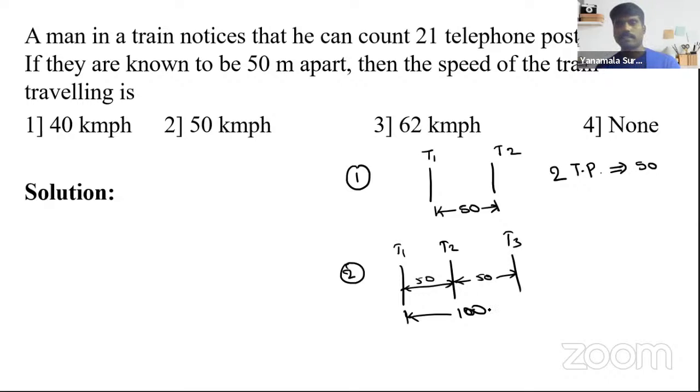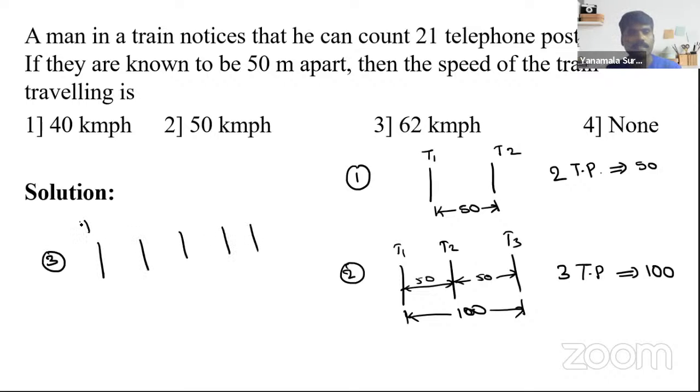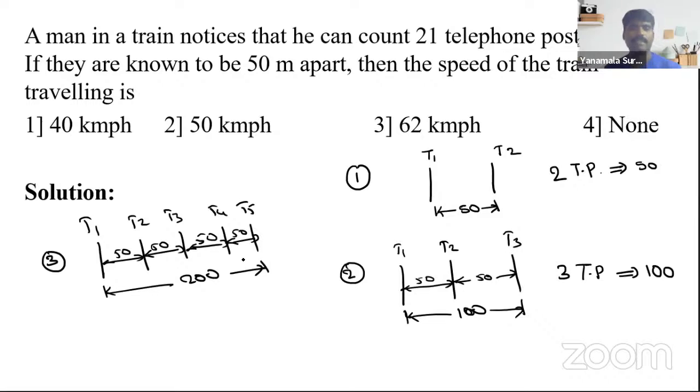Yes, 100 meters. If I had taken three telephone posts, the distance is 100 meters. Let me take another scenario. In the third scenario, if I had taken five telephone posts, one, two, three, four, five, then 50, 50, 50, 50. So totally how much are you going to get? 200, isn't it? Here there is a logic.